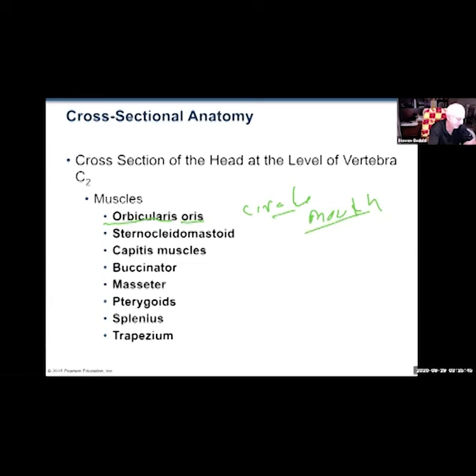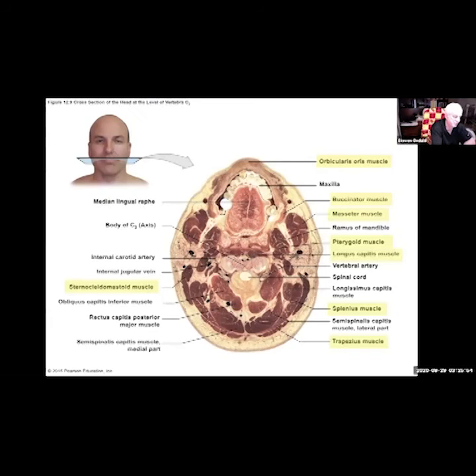Identified before: capitis muscles, buccinator, masseter, pterygoids, splenius, and the trapezius. You can see all those on this cross section. So here's your orbicularis oris muscle, which goes around the mouth, a circular muscle. It extends down there, then wraps around to form a complete arch in 3 dimensions. Buccinator muscle is on the side of the arch. Masseter muscle is this large muscle right here, which controls most of your force of mastication. Pterygoids are what pull your jaw laterally and medially.